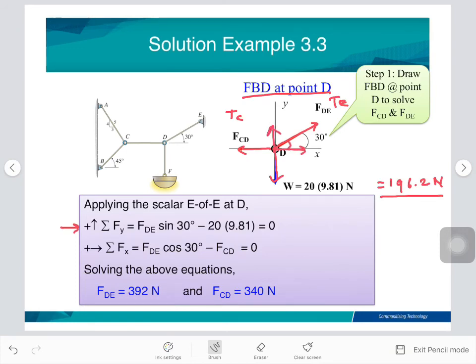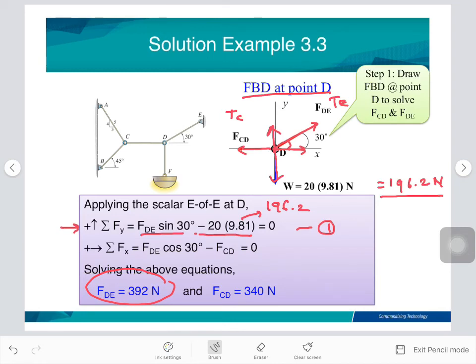So this is the 30 degree. So you can have FDE sine 30. So now this is the weight, so minus 20 times 9.81, or you can write 196.2. So this is one equation. So here you can straightforwardly solve to get what is the TE here. So TE is equal to 392 Newton. It is positive, so it means that the assumed direction is correct.